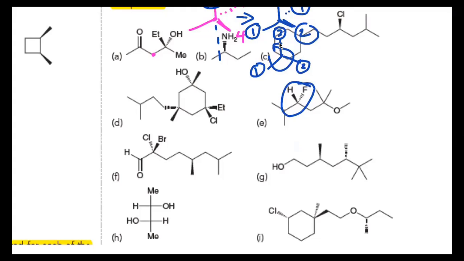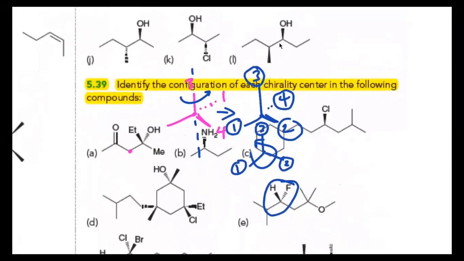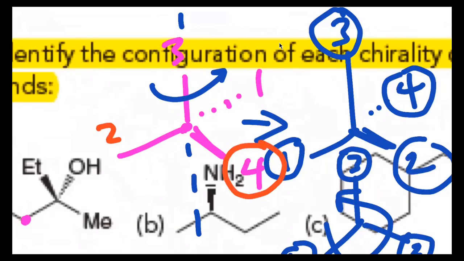So we took that and turned it into a tetrahedral, and then we prioritized. And once you prioritize it, you just need to rotate the molecule so that you get 4 away from you. And the way you do that is to just put an axis like this. This is what it looked like. So 2 was over here, so 1, 2, 3, and 4 like that. But we want 4 away from us so we can determine the configuration.